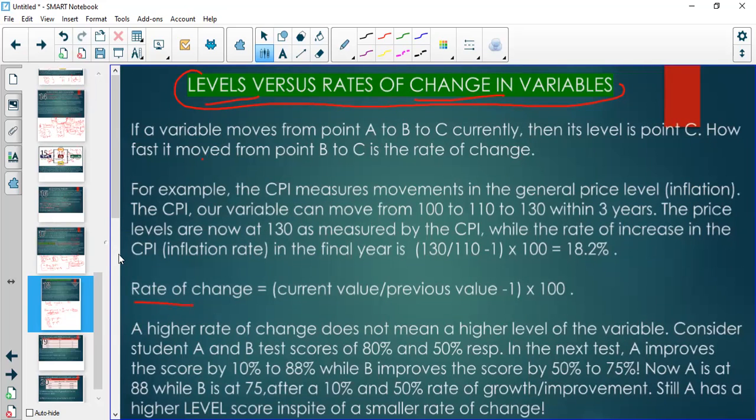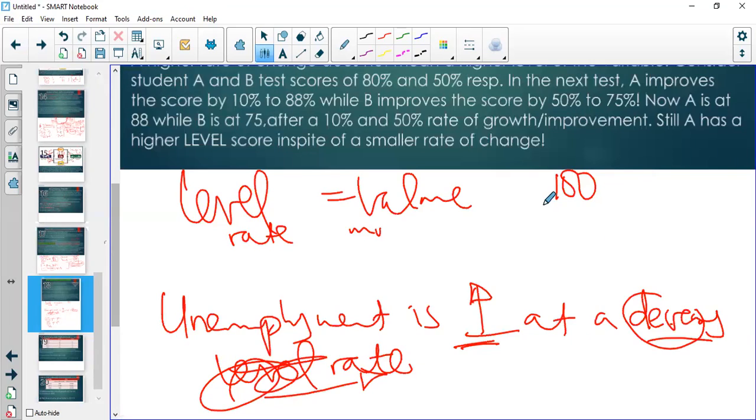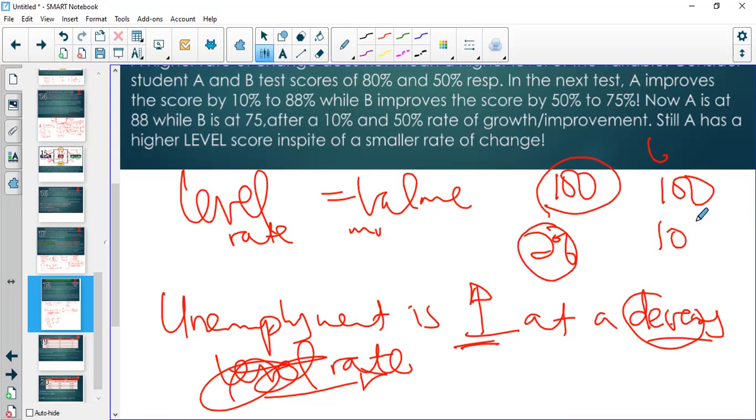All right. So a level is the current balance, right? And the rate is how that balance is changing. So it could be increasing at 2%. If it is at 100, this is the level. If it increases 2% this year, the next year it's going to be 102. So the level is now 102, but the rate was 2% increase.